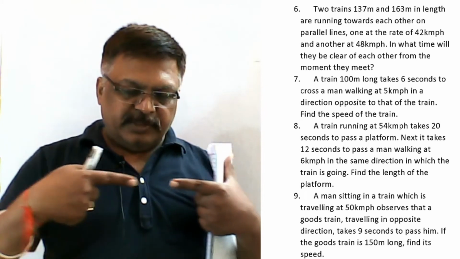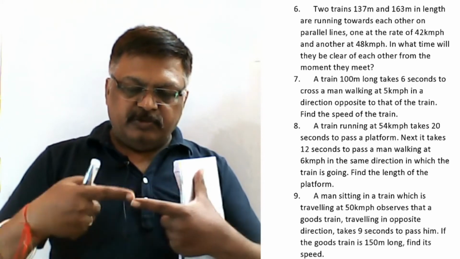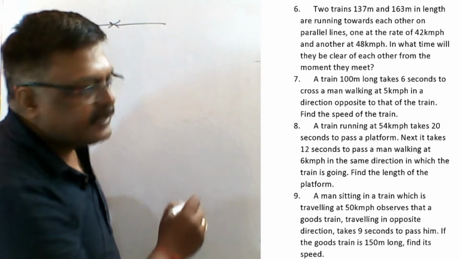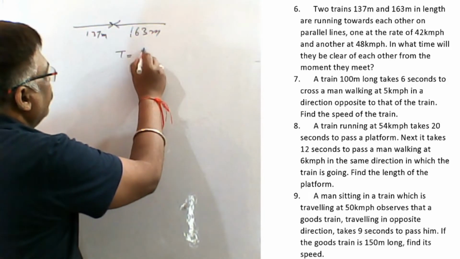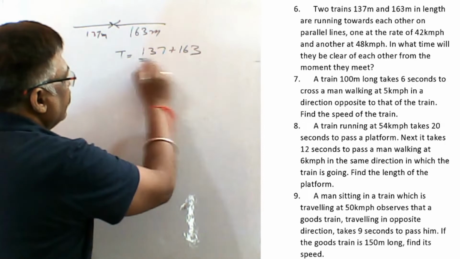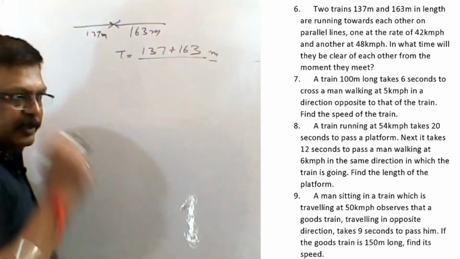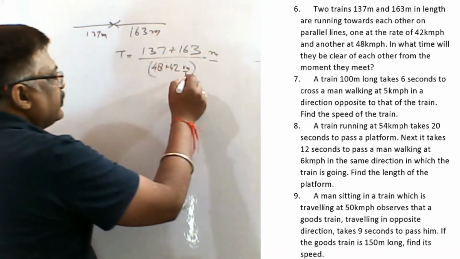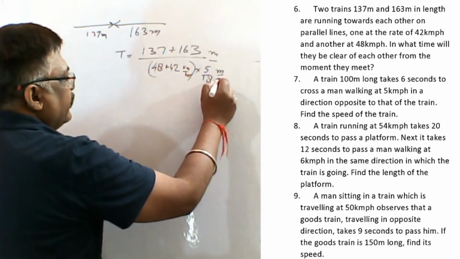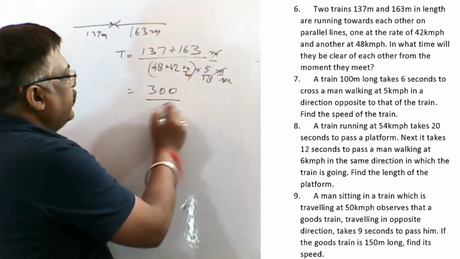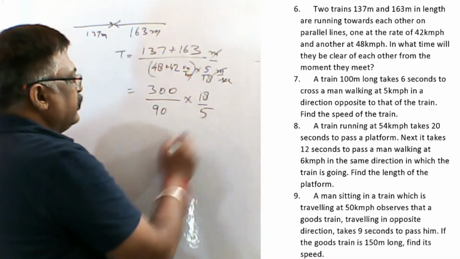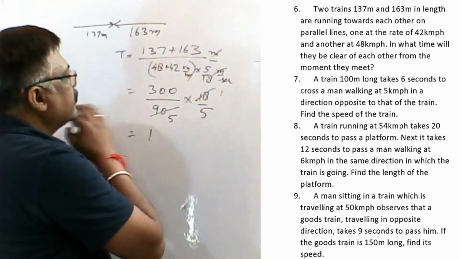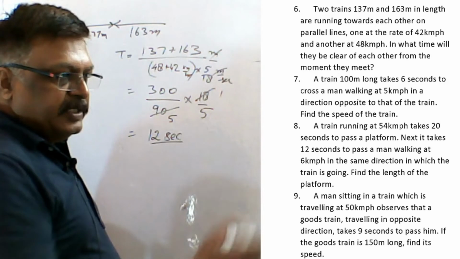Suppose they meet here. This is x, this is y. To cross each other, how much distance will they travel? x plus y, which is 137 meters plus 163 meters. So the time taken to cross each other will be (137 plus 163) meters divided by the speed. What is the speed of both trains? One is 48, another is 42, so 48 plus 42 kilometers per hour. To convert into meters per second, multiply by 5 by 18. So this becomes 300 by 90 into 5 by 18, which gives 12 seconds. The answer is 12 seconds.